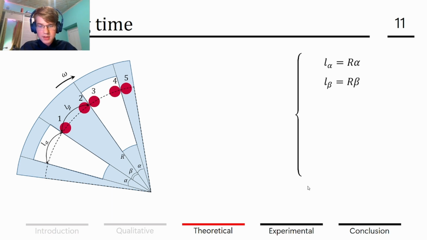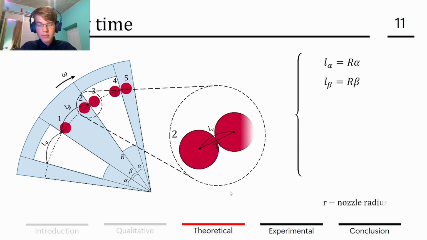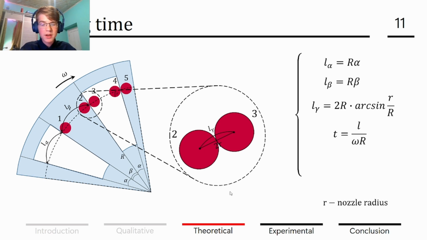So now let's consider the borderline positions 2 and 3. The distance between the centers of the circles is 2r. The length of the arc of the trajectory connecting these diameters will be found by this formula. The time it takes for the airflow to travel from position 1 to position 5 can be found using this formula, where L is the length of the trajectory.